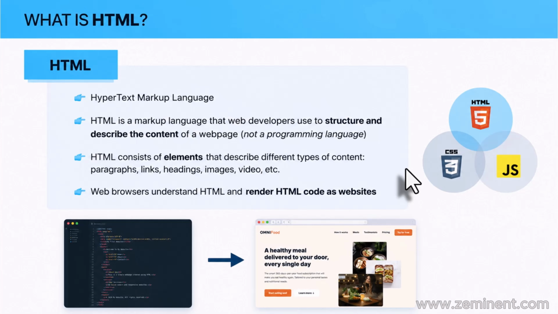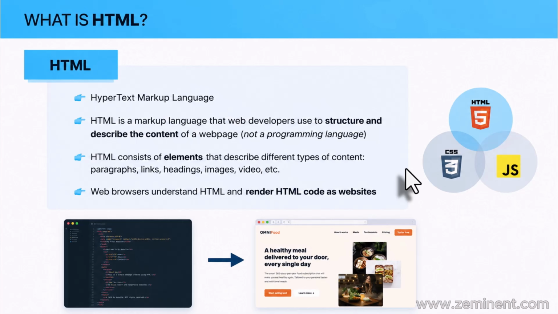To do this, HTML uses something called elements. An HTML element represents a specific type of content. For example, we have elements for headings, elements for paragraphs, elements for images, links, elements for lists, elements for tables, elements for forms. And throughout this course, you'll learn all these elements step by step by building real projects. So don't worry if they seem unfamiliar right now. Everything will be clear with practice.